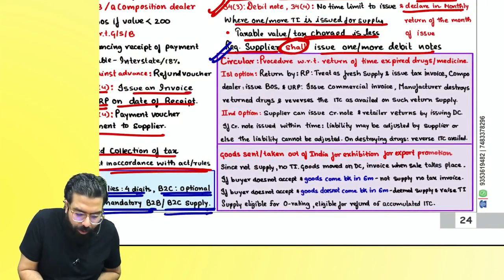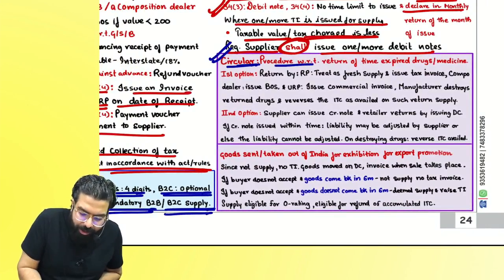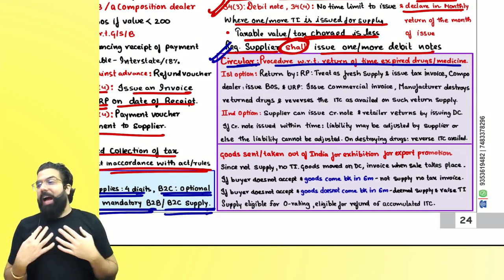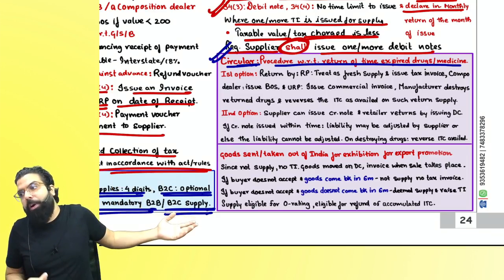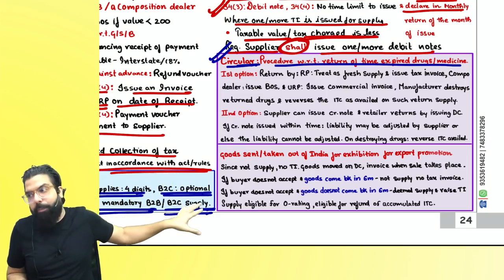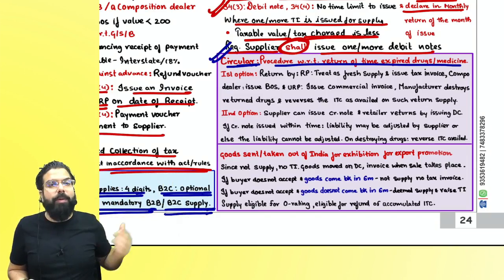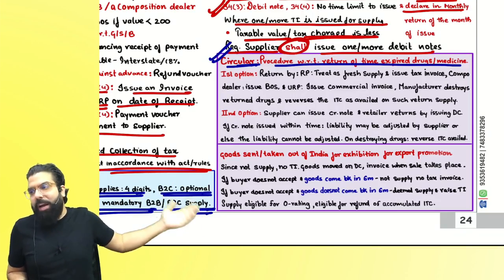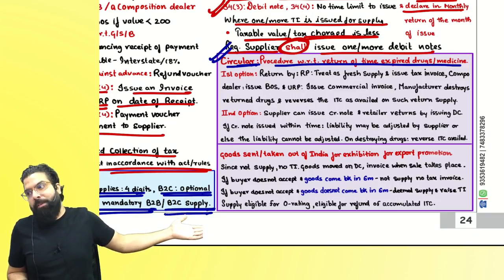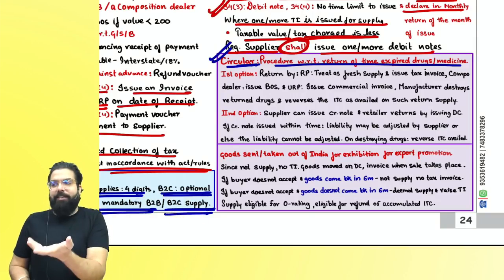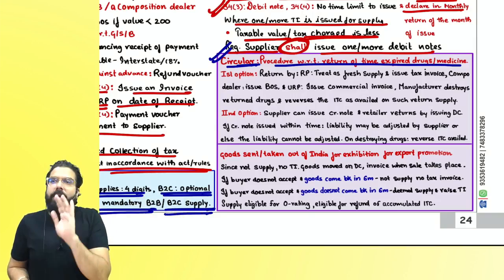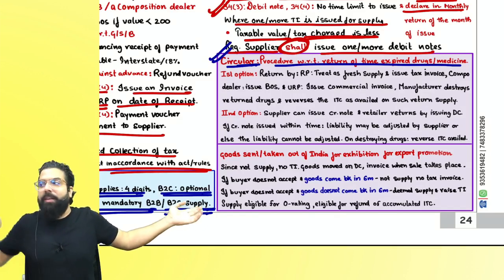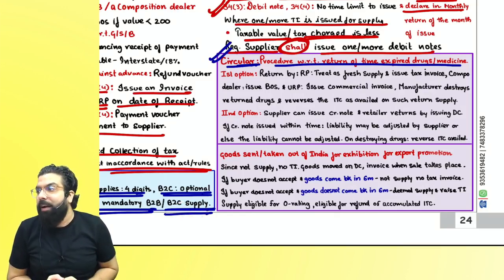With respect to expired drugs. Sir, I supplied some drugs to one person. Drugs means medicine. I supplied some medicine to one person, and that medicine has expired. Now he will return it to me, and I will issue him a credit note. When I issue him a credit note within the time limit, then my liability will be adjusted. Yes, everyone. But if I don't issue him a credit note within the time limit, then I will not get an adjustment in my liability.